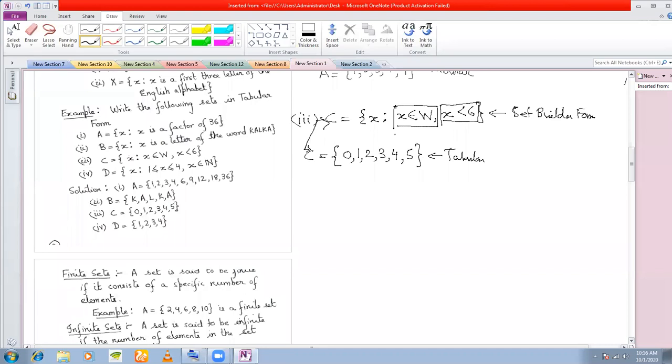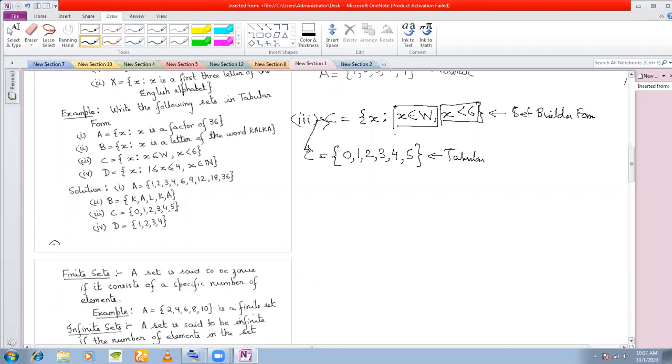Okay, when we are dealing with very big sets, even if they are finite sets, suppose a set has 200 elements, are you actually going to write those 200 elements? No, you will not waste your time writing those 200 elements. What you will do is express that set in set builder form.